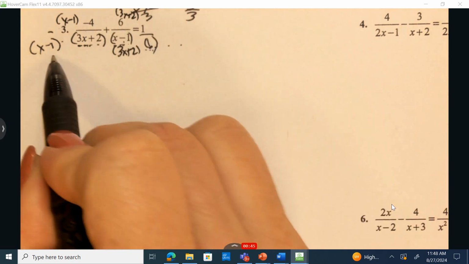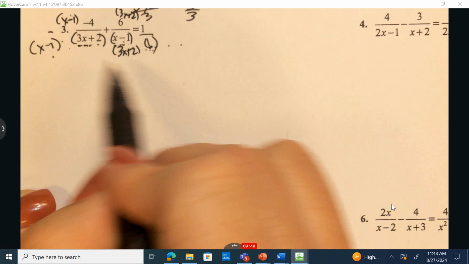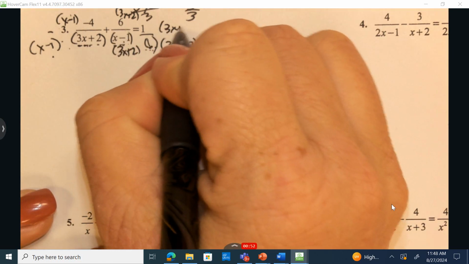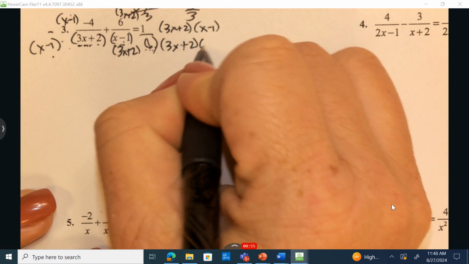Now you may be wondering, what about the 1? Why don't you take it times 1? Well, multiplying by 1 isn't going to change anything. This is going to get a 3x plus 2. Remember, whatever you multiply by the bottom, you must also multiply by the top.